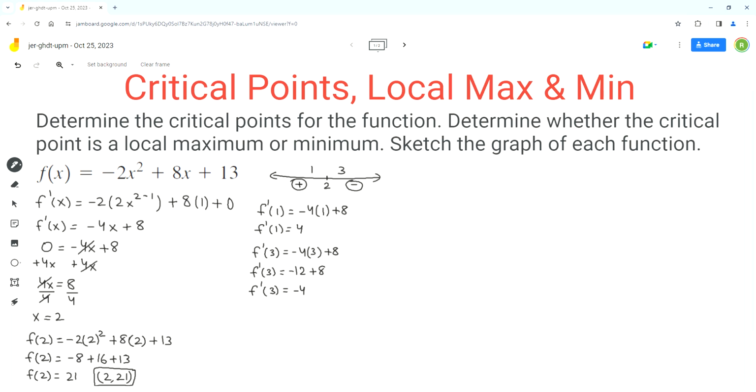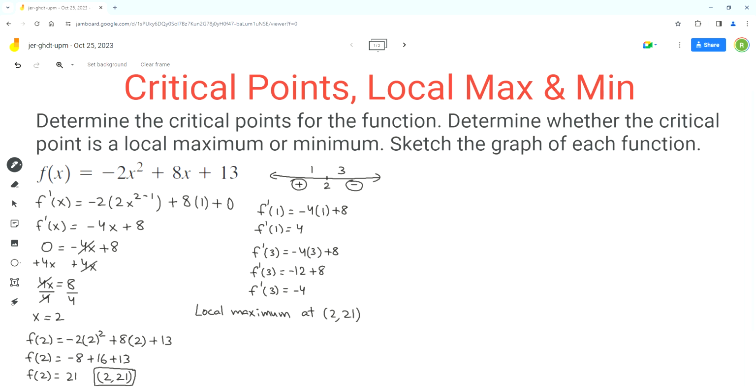So since the function is increasing on the left side of this critical number and decreasing on the right side, we can conclude that there is a local maximum at the critical point (2, 21). So we can write our conclusion: local maximum at the critical point (2, 21). So we are done with the second part.